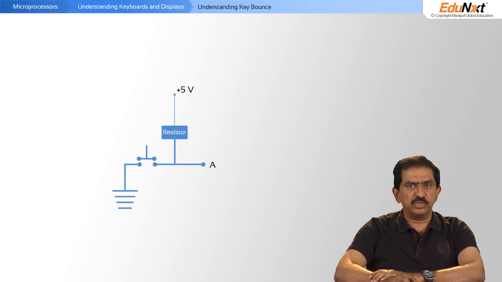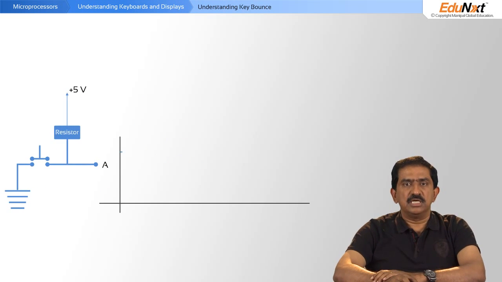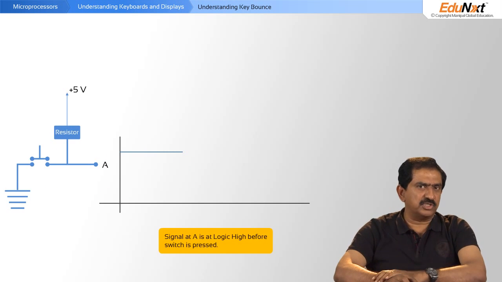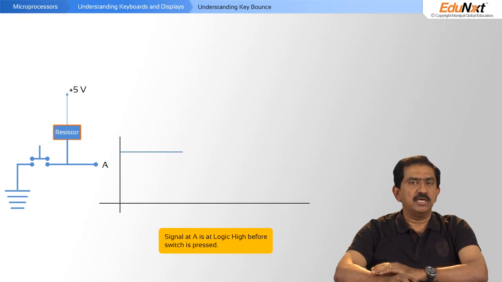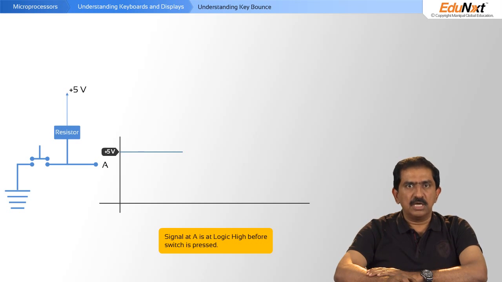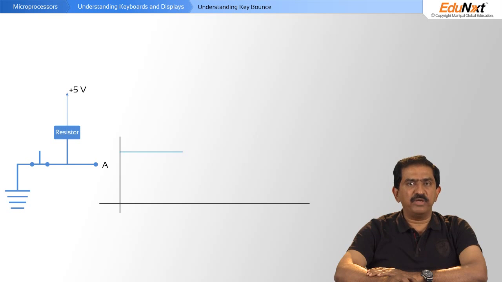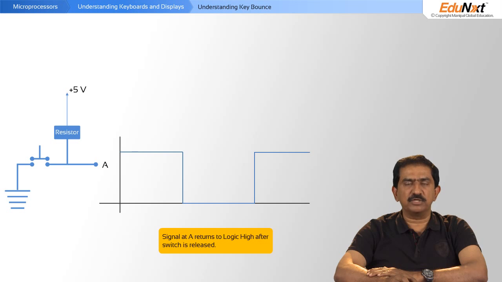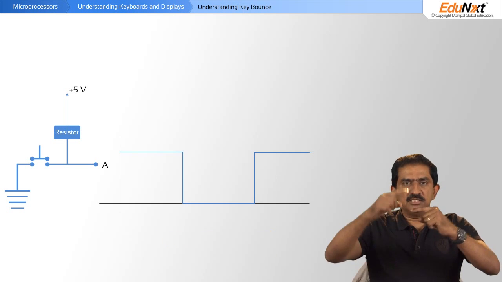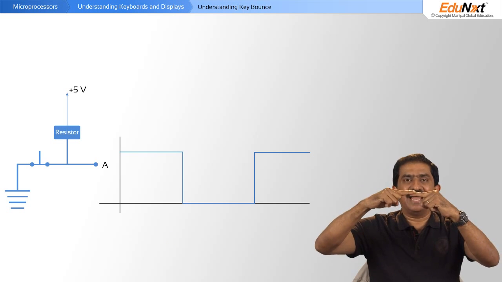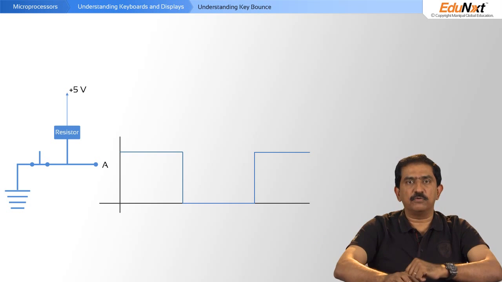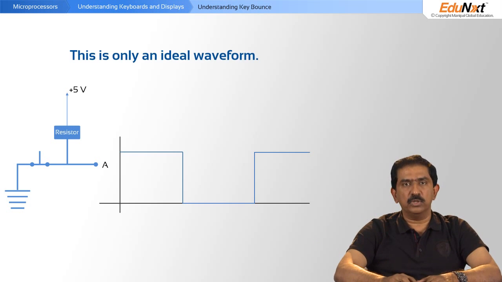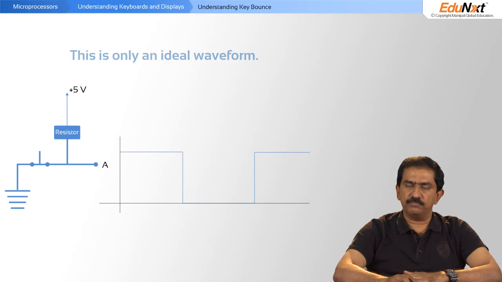So this is an example of a switch. When the switch is at logic high, before the switch is pressed, the input port is pulled to logic high using the resistor. The waveform is at 5 volts. As soon as you press the switch, the waveform drops to 0 volts. When you release the switch, it comes back to 5 volts. And this is a case where the switch closes and remains closed. Unfortunately, this is the ideal world and doesn't happen in real life.